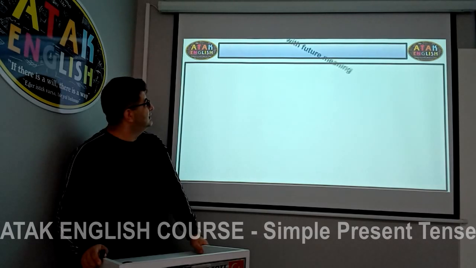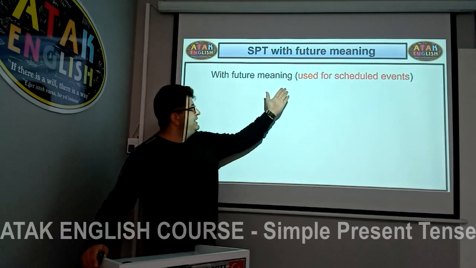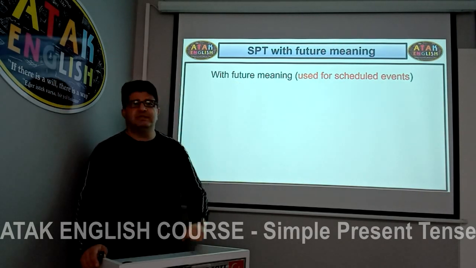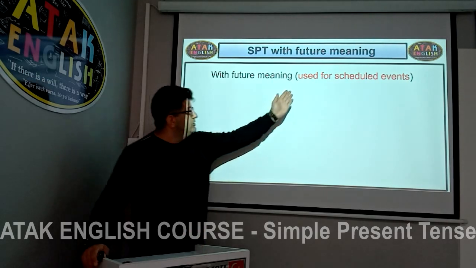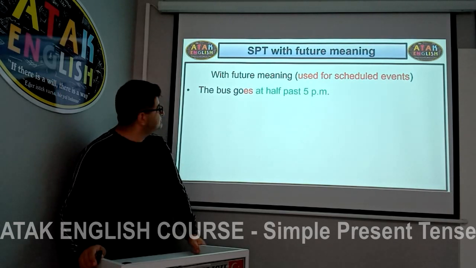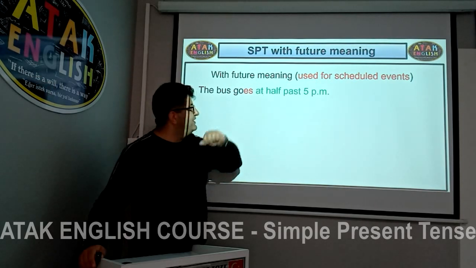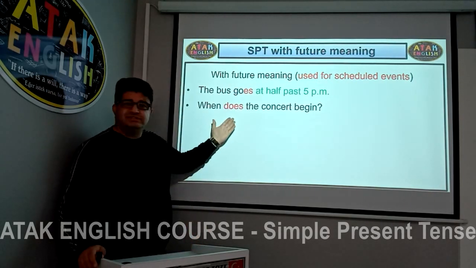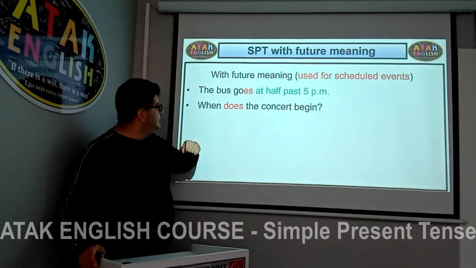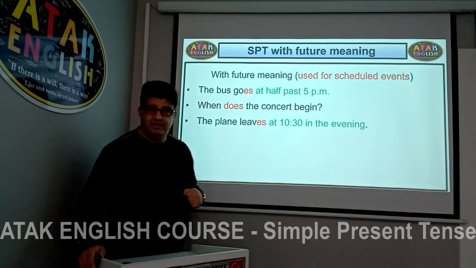Next, simple present tense with future meanings. We talked about it a little bit, but let's make it in detail. With future meaning, we use simple present tense, used for scheduled events. Let's see some examples. The bus goes at 5:30 p.m. When does the concert begin? Okay. And the plane leaves at 10:30 in the evening.